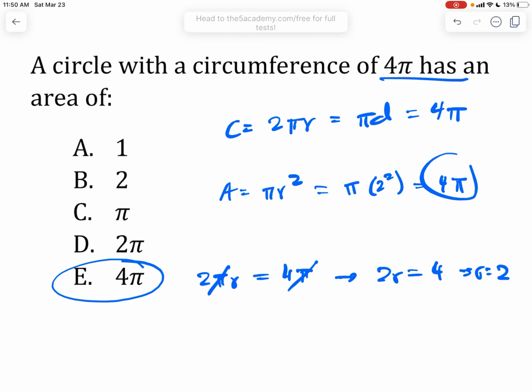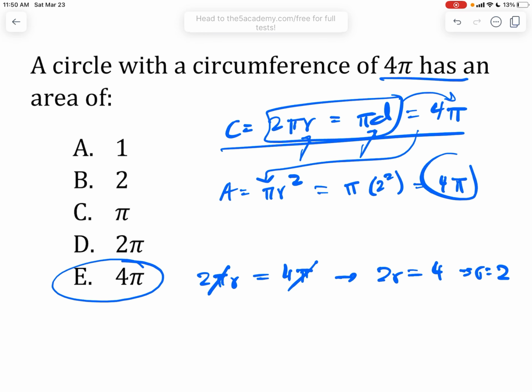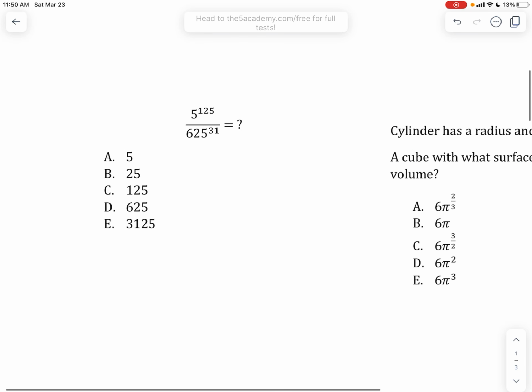Okay, so basically what you're doing is you're just taking the information you have, applying a formula to it to extract what your radius or diameter is, and then you're reapplying that to another formula. Pretty straightforward. That one's a little easier.